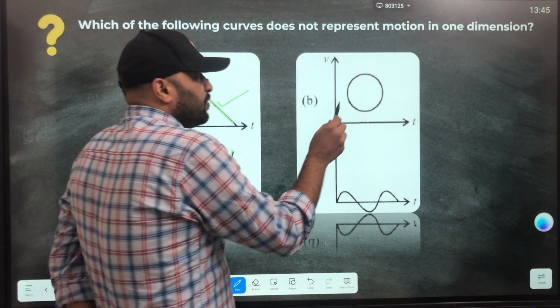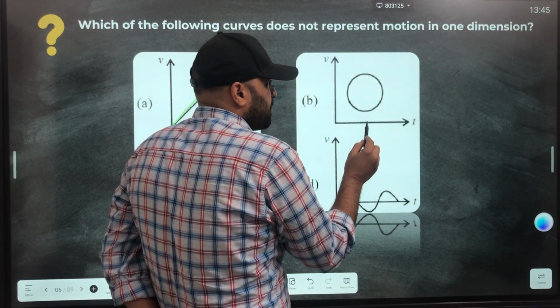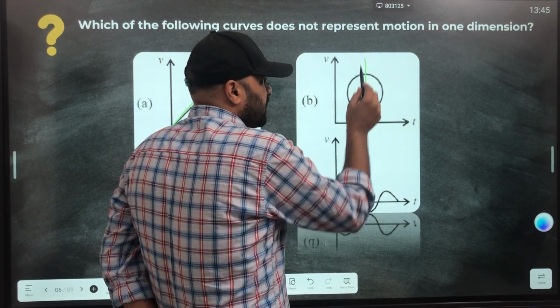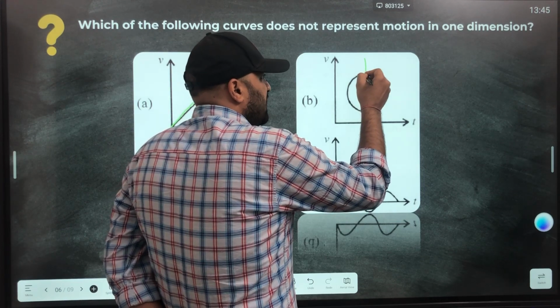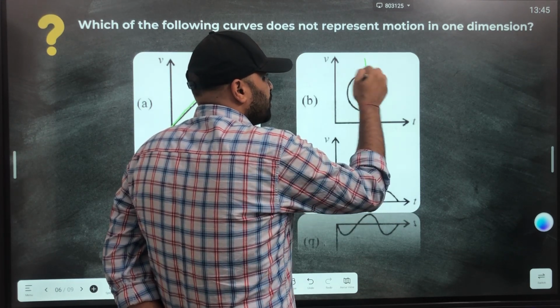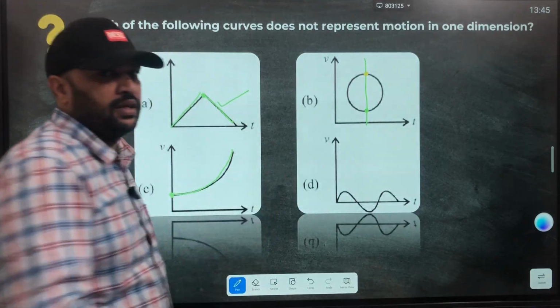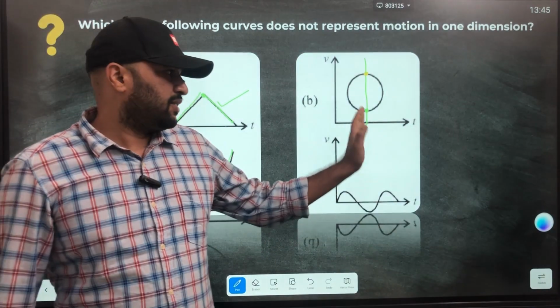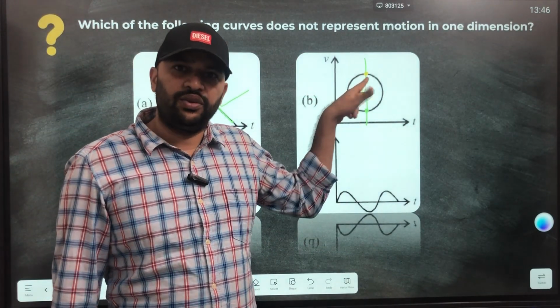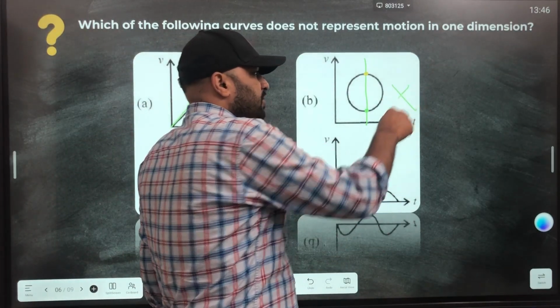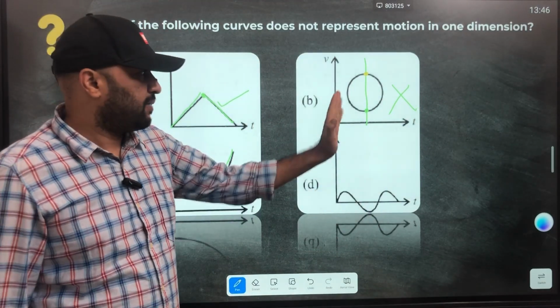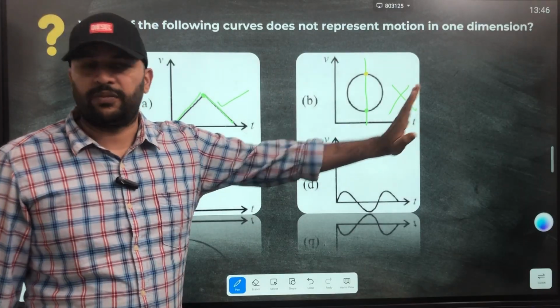In B, what you can see is if I make a perpendicular here, what will I get? I will see that there are two values of V corresponding to the same time. Now, what does this mean? It simply means for a given time, there are two different velocities, which is not possible for a particular journey, right? For the same time, two different velocities for the same particle, not possible.